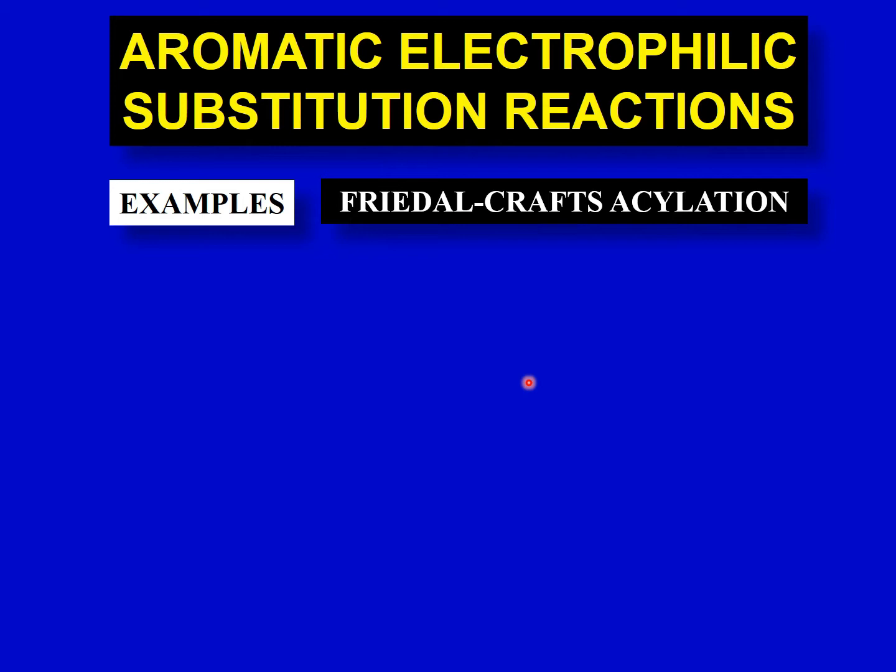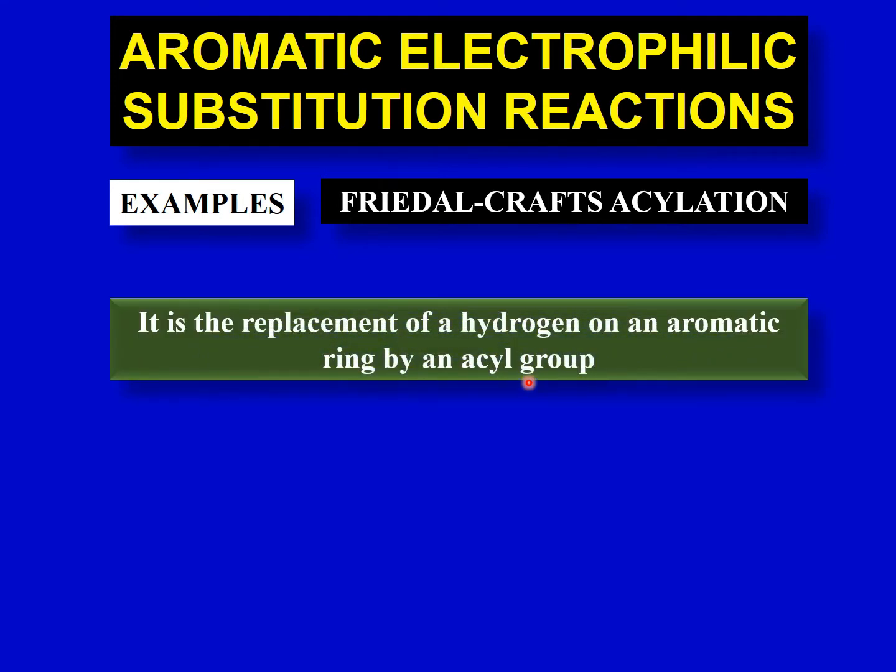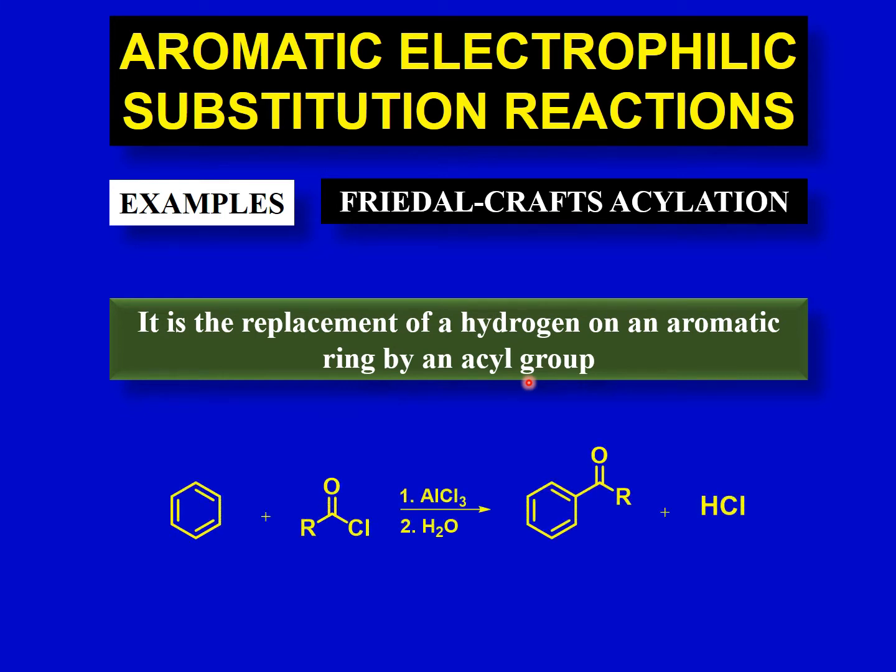But first let us discuss what Friedel-Crafts acylation means. Friedel-Crafts acylation is basically the replacement of a hydrogen that is present on an aromatic ring by an acyl group. This is the general reaction for an acylation reaction.